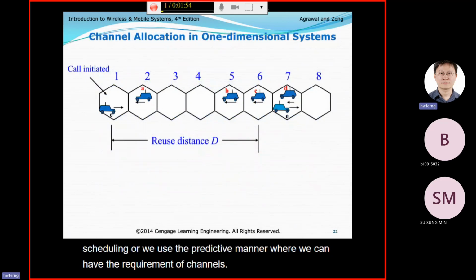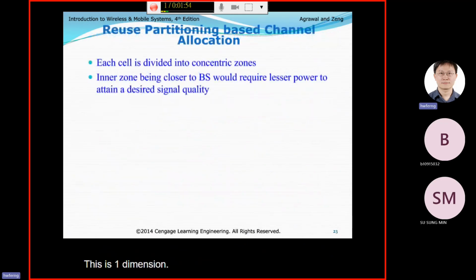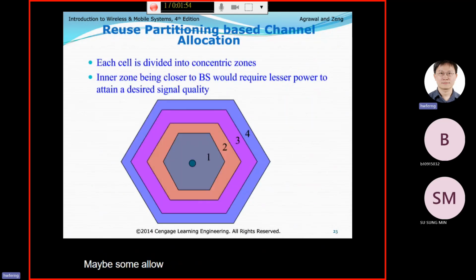Well, this is one dimension. Maybe some allow you to read it. And actually, about the cell size, we can change the cell size: 1, 2, 3, 4. We can have a different cell size.